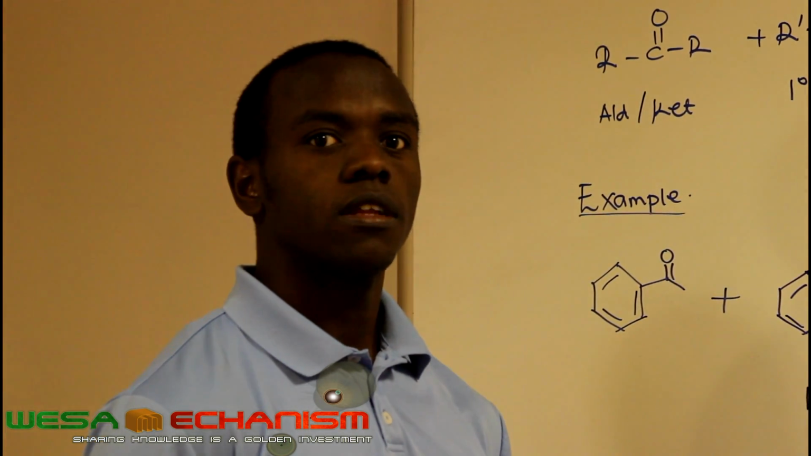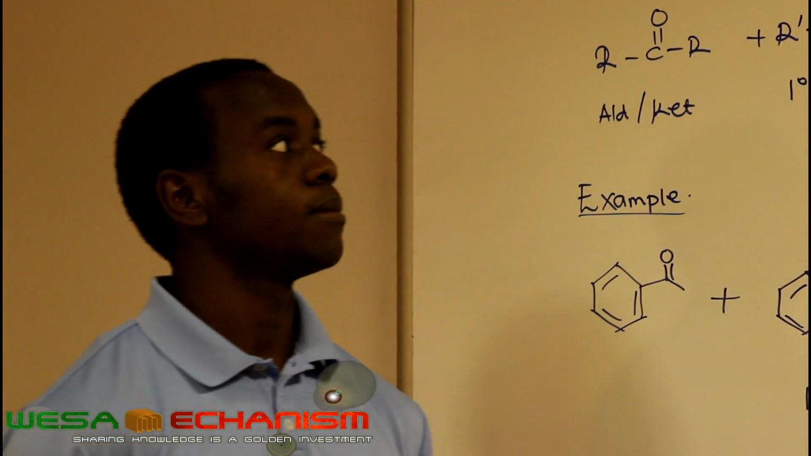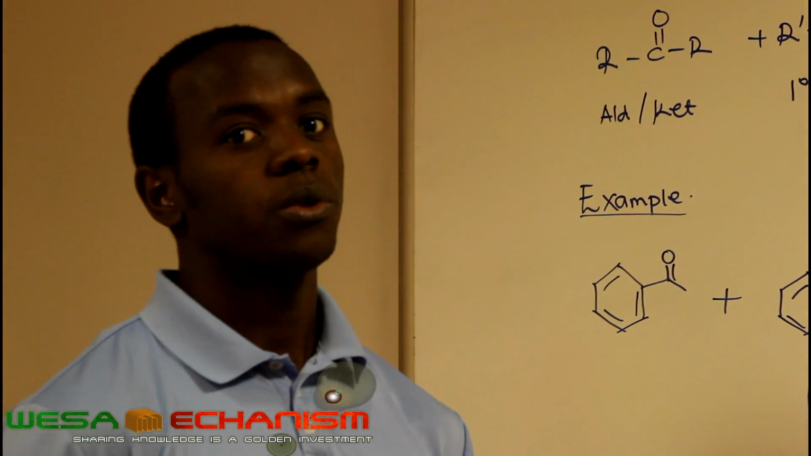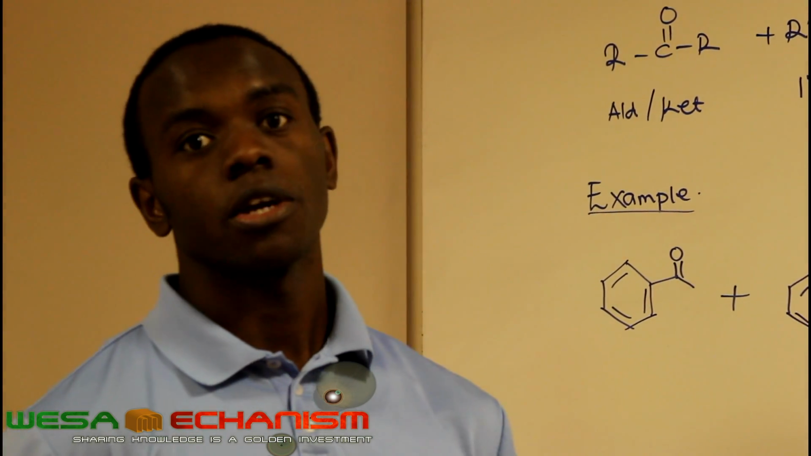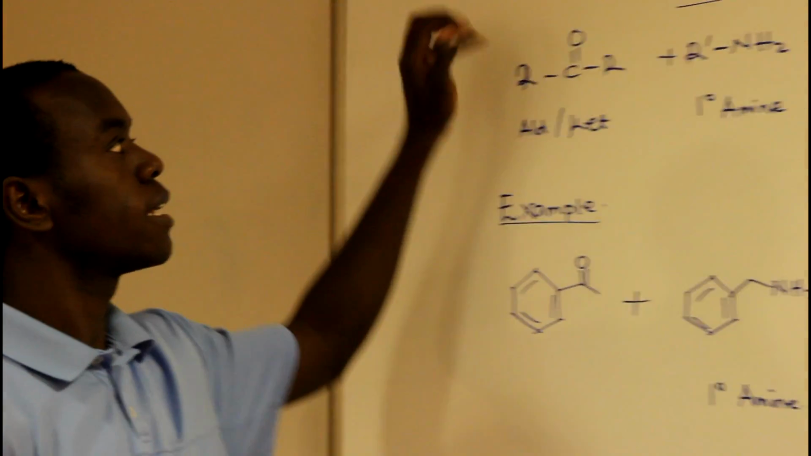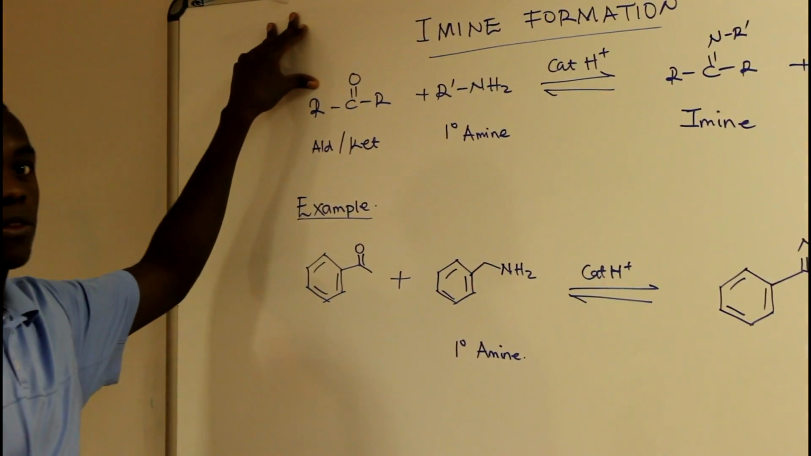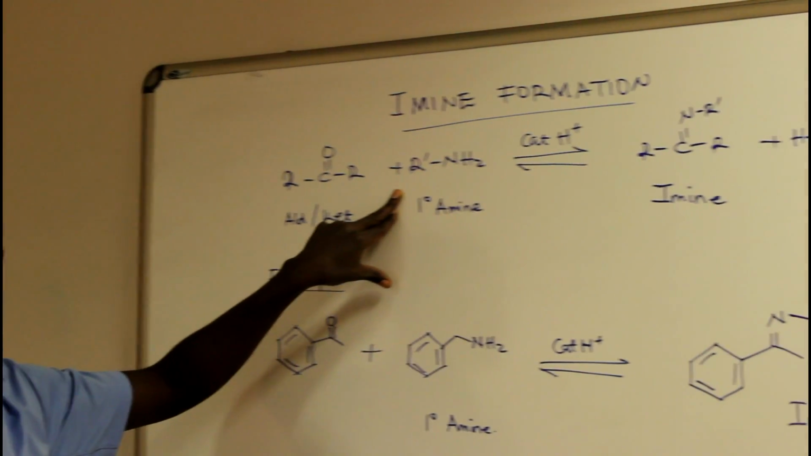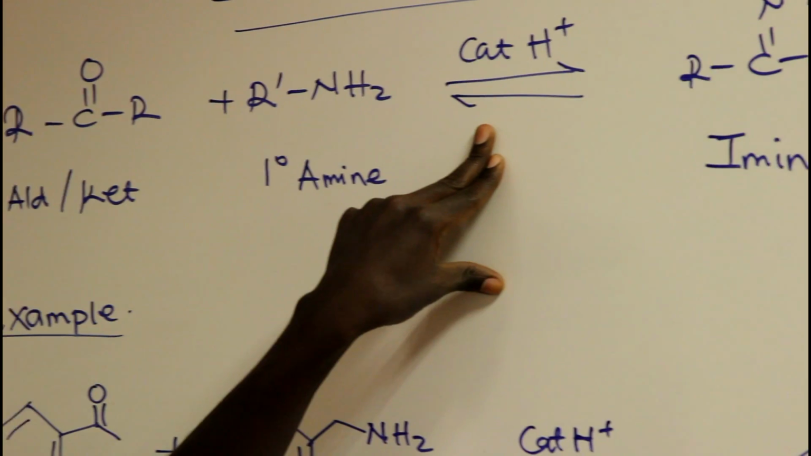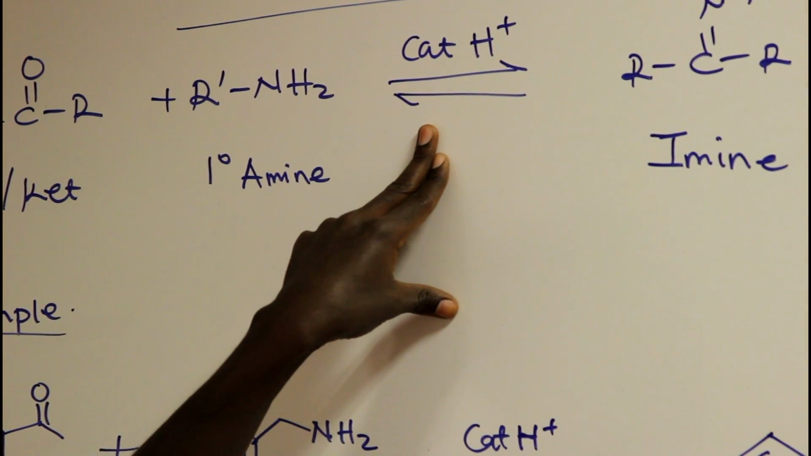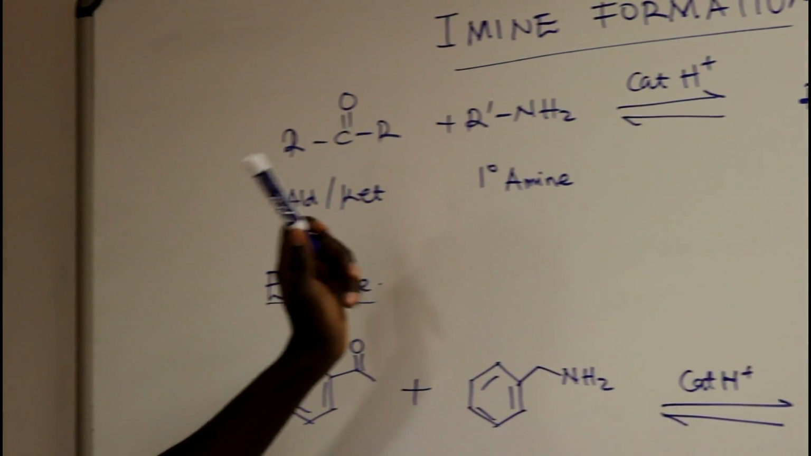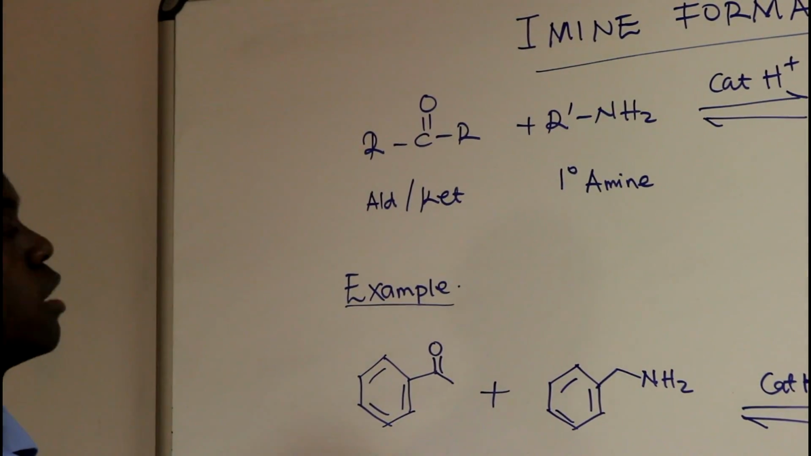Today we'll talk about the formation of imines in organic chemistry. For the formation of imines we need to know what reagents we need, and secondly we need to know the reaction conditions. To form an imine we'll need an aldehyde or a ketone, any of the two will do. We'll also need a primary amine, and we'll need catalytic acid to provide the acidic conditions for a reaction to take place.